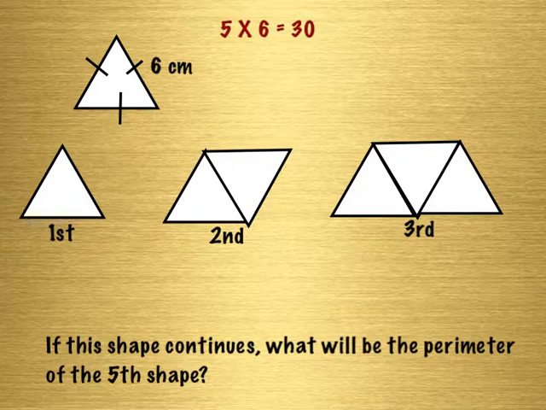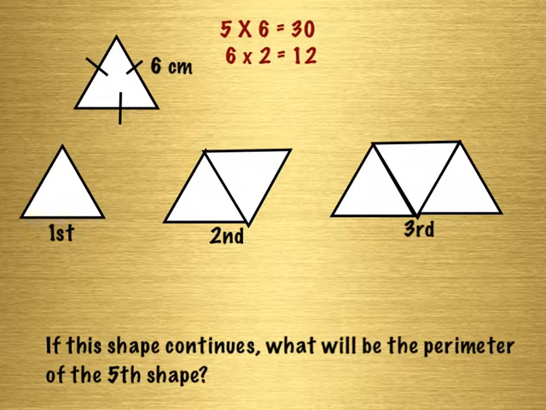And most of the sides are going to be touching. All that's going to be left is one side on this end and one side on this end. So that will be two sides, each of which is 6 centimeters, meaning I'll have 12 more centimeters to add in. If I add the 30 and the 12, that will give me the perimeter of the entire shape. 30 plus 12, of course, equals 42. So that's a nice, easy way I can find the perimeter of the fifth shape without having to sit there, draw all the triangles, and then add it all up.